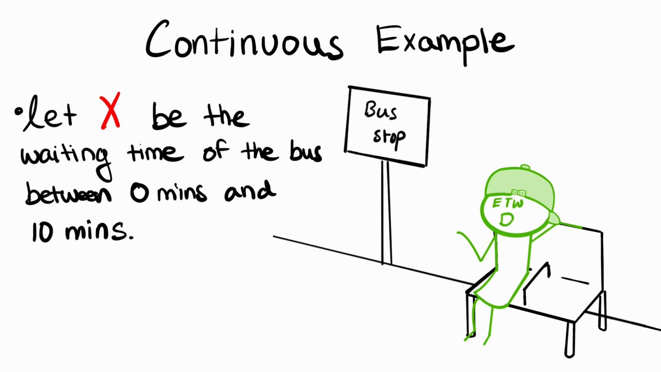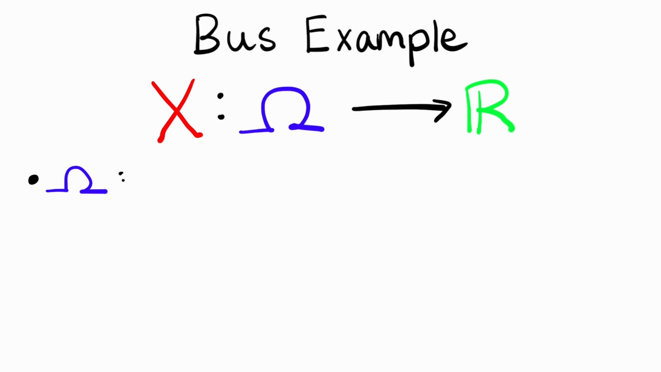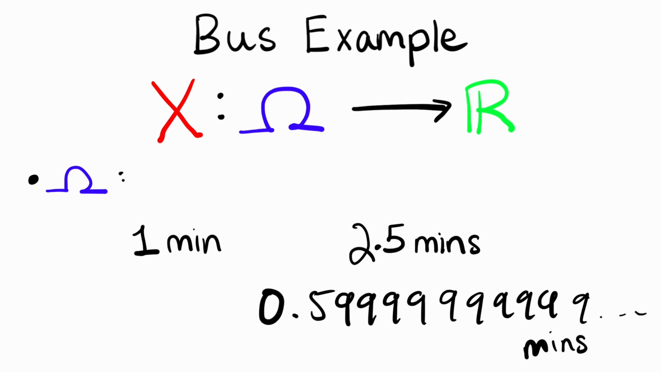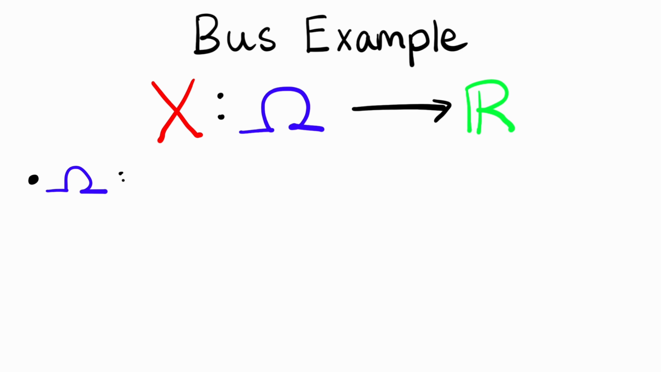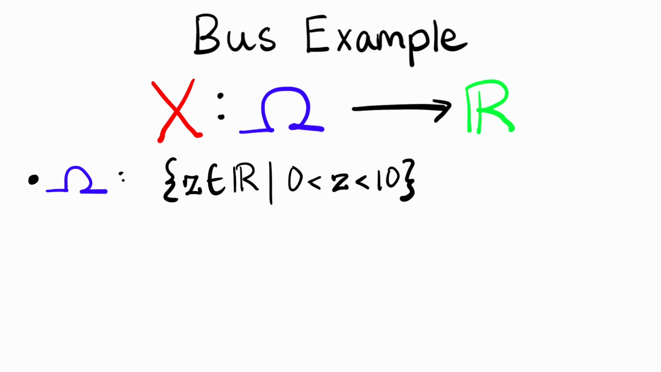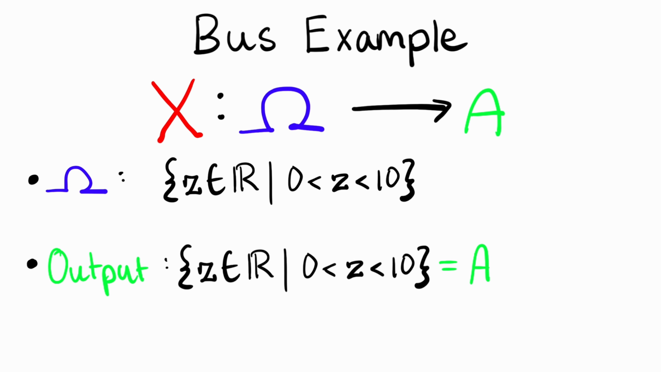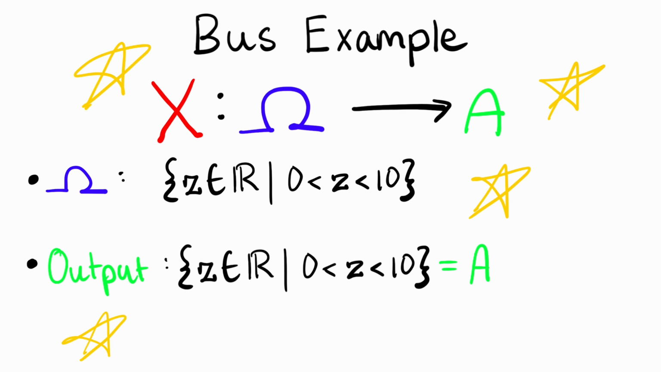Okay, last example. Suppose you're at a bus stop. Let X be the waiting time of the bus between 0 minutes and 10 minutes. So by now, we know that the sample space is the possible outcomes, right? So that means you can either wait 1 minute or 2.5 minutes or 0.59999. I'm not going to say all these minutes. It can be any number between 0 and 10. What about our output? Since they're already numbers, we don't have to convert anything. Just leave them as is. And boom, there you have it.